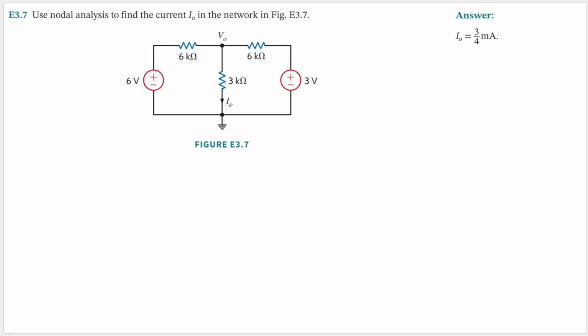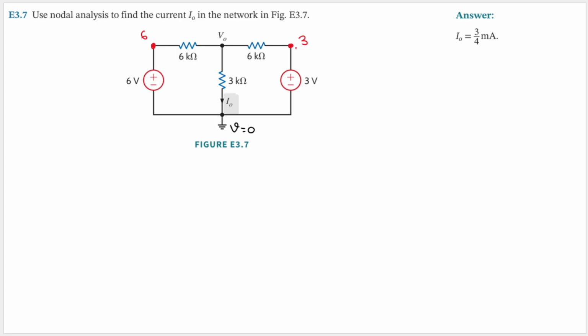Okay, so we are given this circuit here and we are asked about this current here, I0. And we are also given that this is our ground, so the voltage here will be 0. The implication is that this node here is 6 volts higher than the ground, so this node is 6 volts. The same logic can be applied here. It is 3 volts from the ground, so the voltage in this node here will be 3.